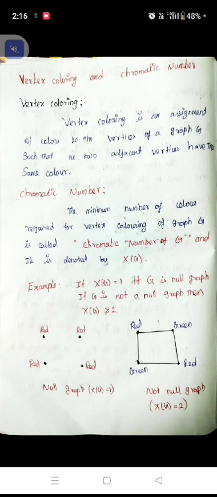In graph theory, we see vertex coloring and chromatic numbers. First, the vertex coloring definition. Let us go for the definition. What is vertex coloring? Vertex coloring is an assignment of colors to the vertices of a graph G such that no two adjacent vertices have the same color. Here is an example.